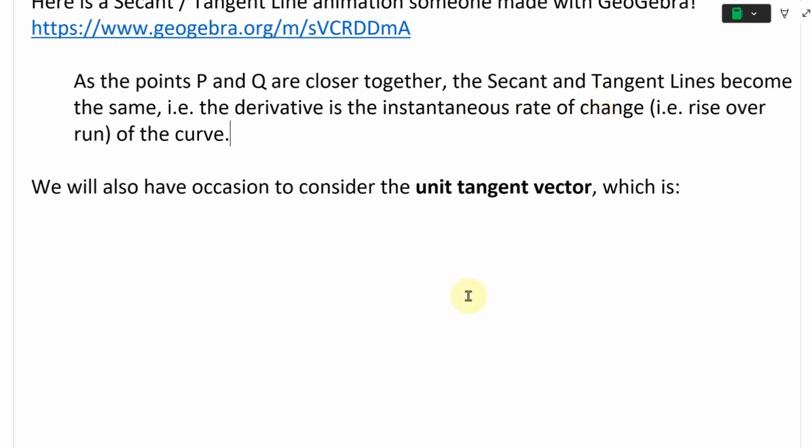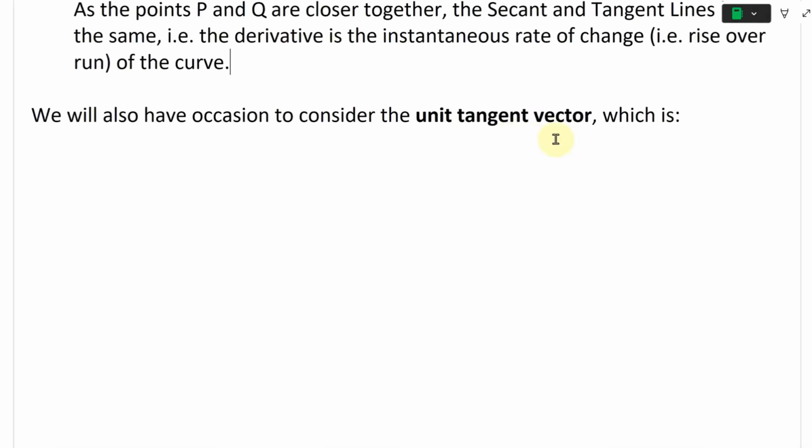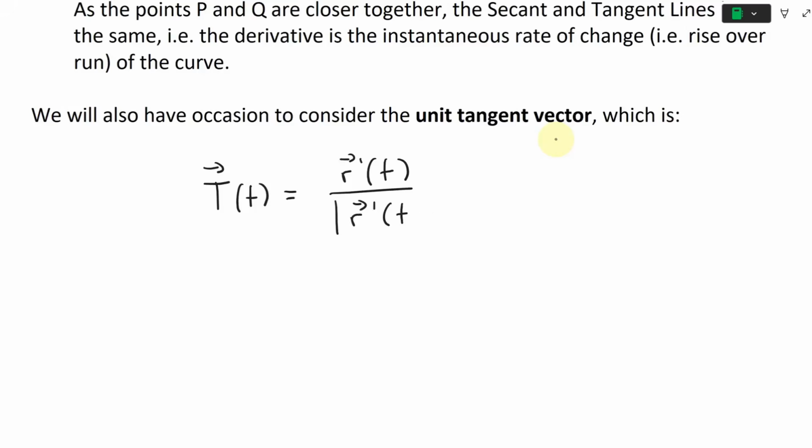All right, and lastly, we also have occasion to consider the unit tangent vector, which is defined as capital T of the small parameter t equals the derivative of the vector function, or the tangent vector, divided by the length of it. So it's the tangent vector divided by its length, so that you have a length of 1, and all it gives is the direction of the tangent vector. That is going to be useful later on.